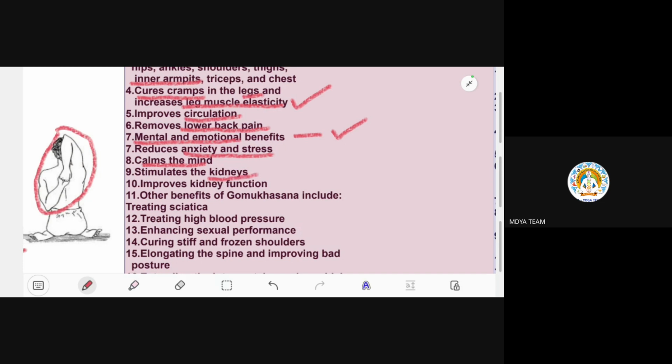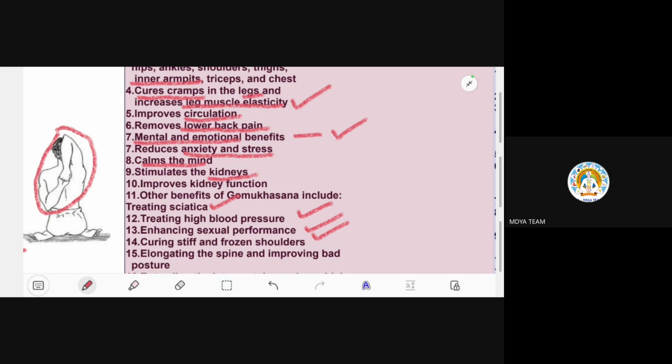This is not common. Improves kidney functions. Other benefits of Gomukhasana are treating sciatica, treating high blood pressure, improving sexual performance, and curing stiff frozen shoulders. For one who is already suffering from frozen shoulders, this many times really helps them. But if the practitioner is performing this asana, one cannot perform it all on one's own. One really requires some sort of support if the frozen shoulder is there.